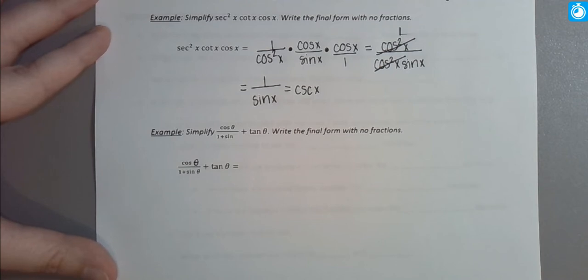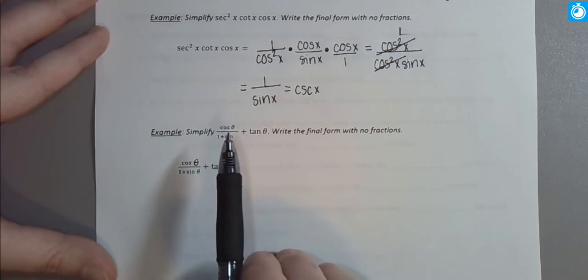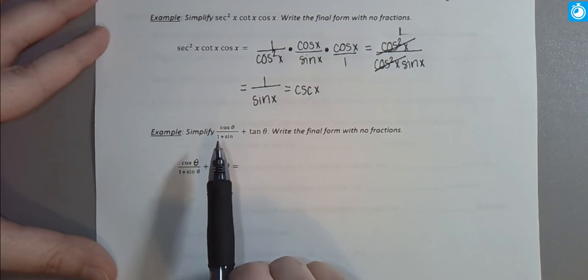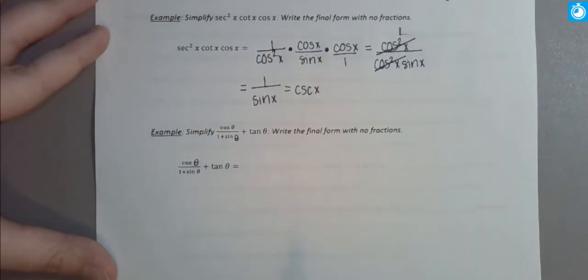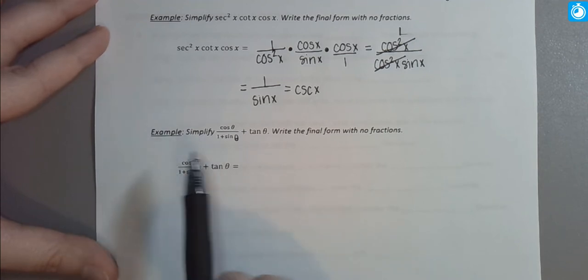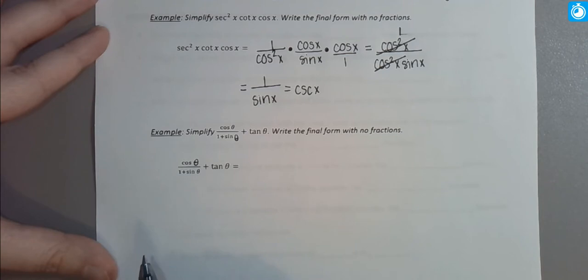Okay, let's try another one. So we want to simplify the cosine of theta divided by 1 plus the sine of theta, plus tangent theta. And again, we want to write the final form with no fractions. Okay, well automatically I have a fraction to start with. We know that's not allowed. So that 1 plus sine, that's going to have to go away at some point.